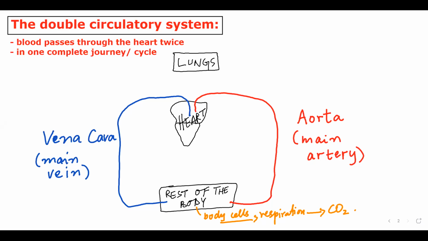But now how will we get rid of this carbon dioxide? This blood should be sent to the lungs, because this is where the carbon dioxide will be excreted. So how is this done? By the pulmonary artery, which is going to carry deoxygenated blood.